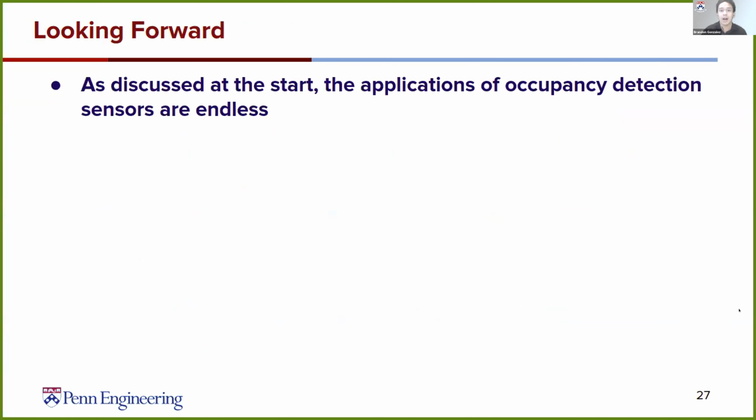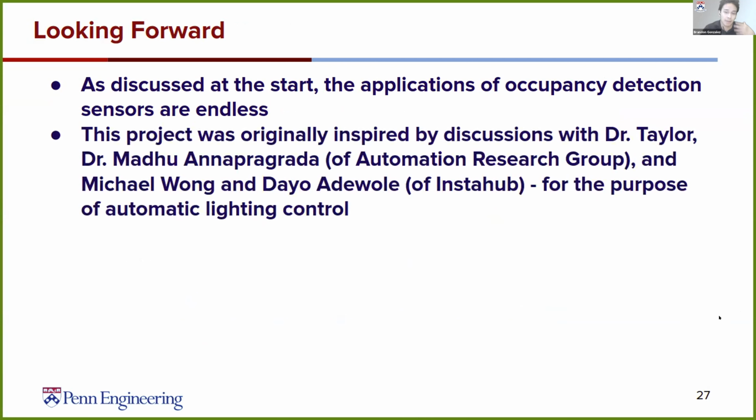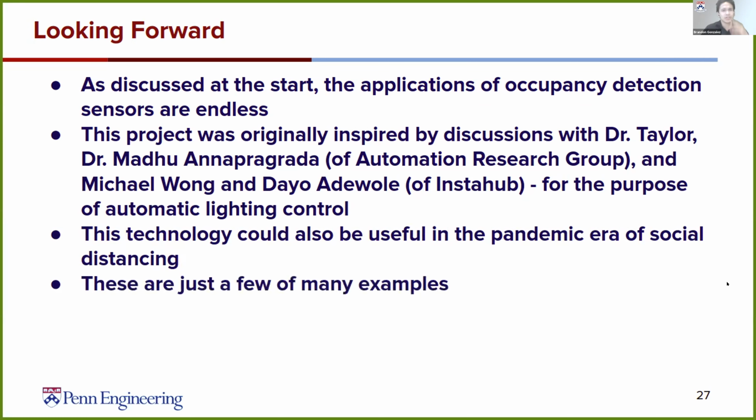So looking forward, as discussed at the start, the applications of these kinds of detection sensor systems are endless. This project was originally just inspired by discussions with Dr. Taylor, Dr. Annapragada, and Michael Wong and Deo Adewale of InstaHub for the purpose of automatic lighting control systems. But it could also be useful, say, in the pandemic era of social distancing, to make sure that you're keeping track of the number of occupants in a scene. And these are just a few of many examples.